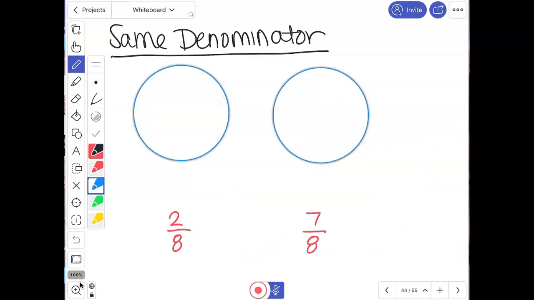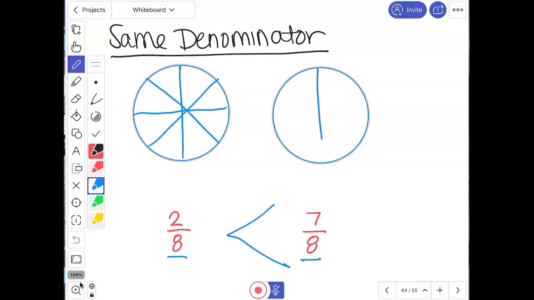So let's practice it again. Now, I know that if the denominators are the same, I can compare the numerators. 2 is less than 7. Now I'm going to prove it. I'm going to draw this into 8ths. You should be drawing it as well.